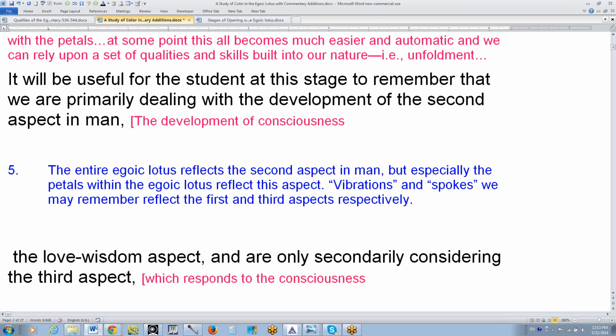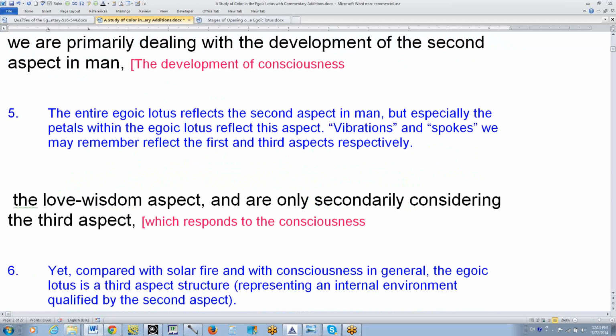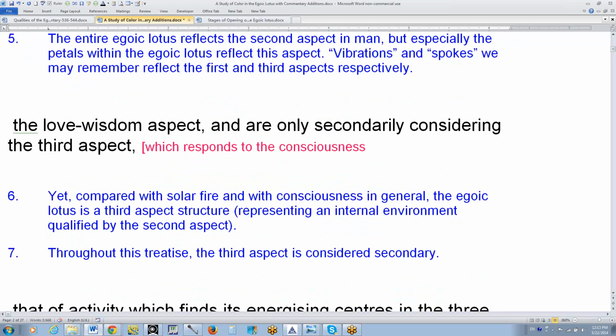This whole study of A Treatise on Cosmic Fire is actually dealing with the second aspect of fire, primarily the fire of mind or solar fire. There is some of the book that deals with what we usually call substance, and some with what we usually call spirit. But the vast majority of the book deals with the second aspect, or the consciousness aspect.